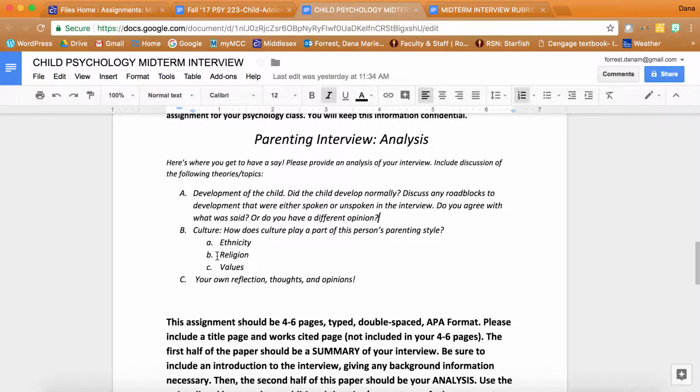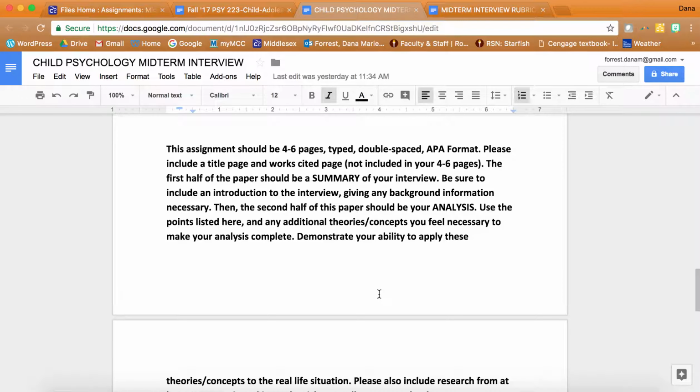Culture: does culture play a part in this person's parenting style or the relationship with their kid? You can talk about ethnicity, religion, values, anything there. And lastly, your own reflection, thoughts, and opinions. In this analysis part is where most people choose to add in their journal article, and I'll get to that in one second. So note that this analysis part is just a good place for that.